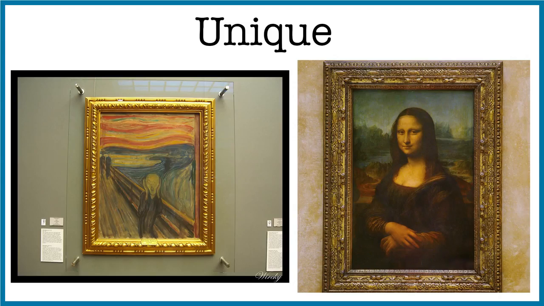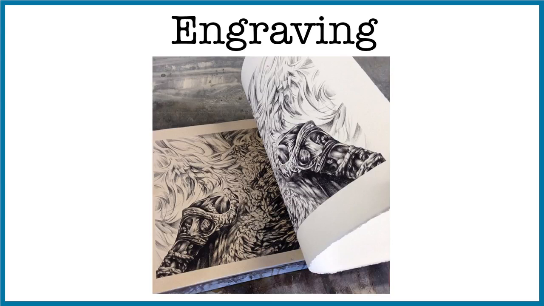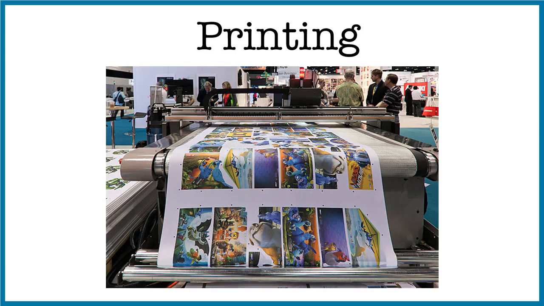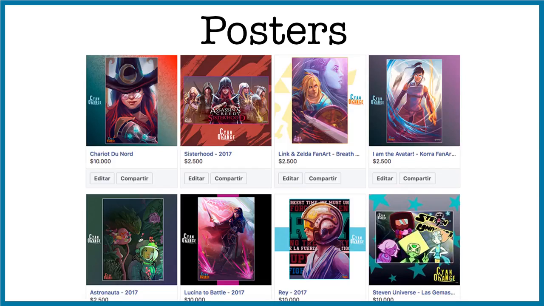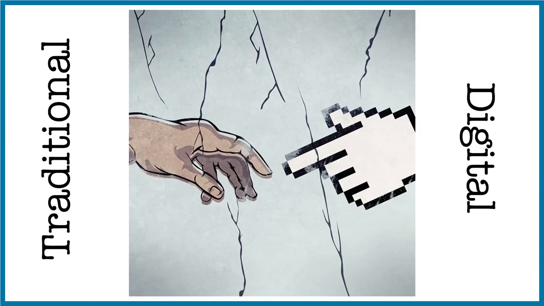Now let's talk about the types of artwork that both worlds offer us. In traditional art, most works tend to be unique, or they are presented in a small series like in screen printing or engraving. In contrast, in digital art, everything can be printed and you can reproduce it as much as you want.